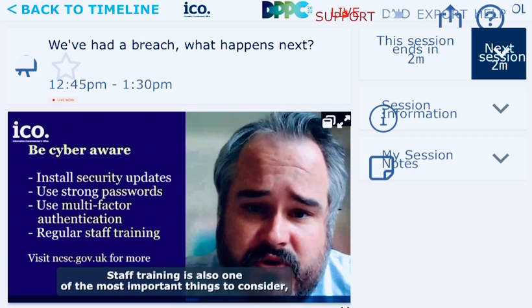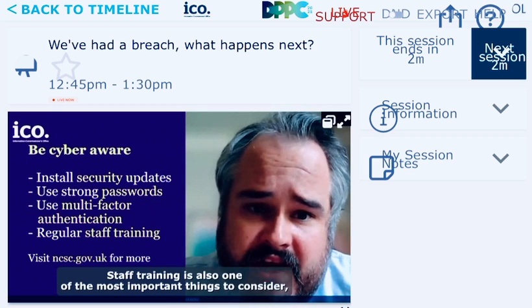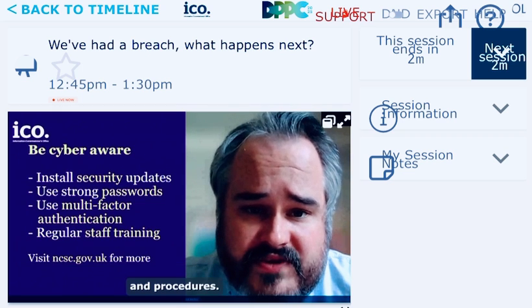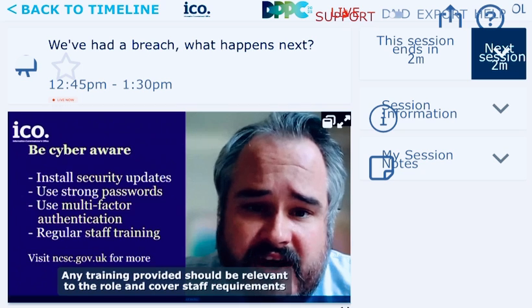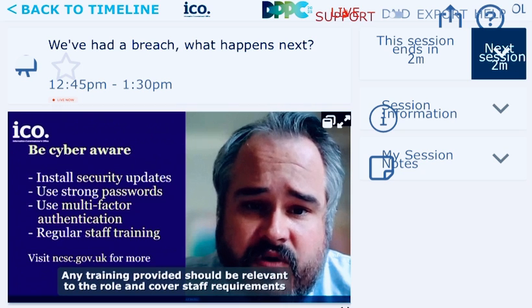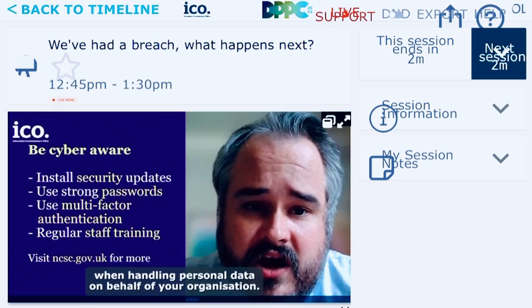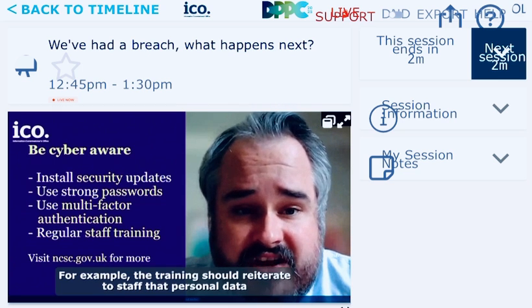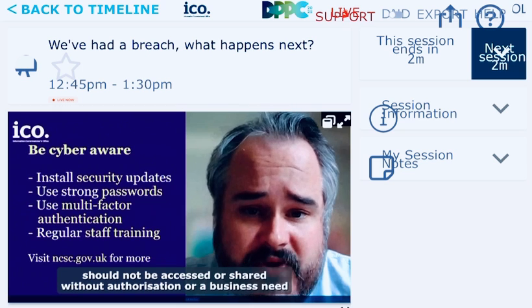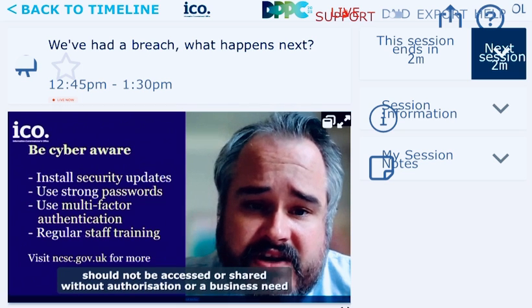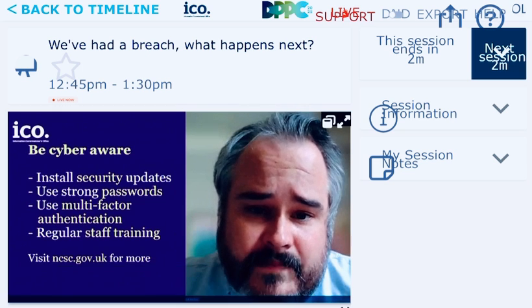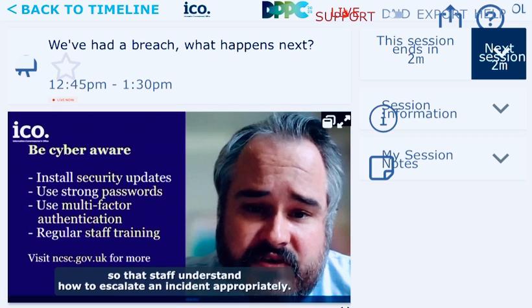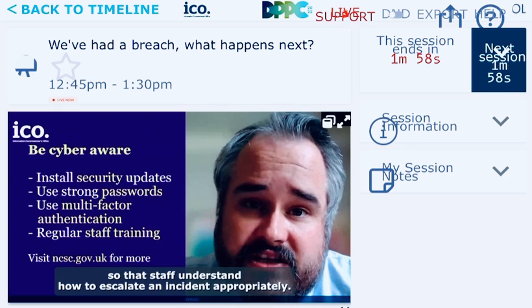Staff training is also one of the most important things to consider, and this includes data protection training and training on your processes and procedures. Any training provided should be relevant to the role and cover staff requirements when handling personal data on behalf of your organisation. For example, the training should reiterate to staff that personal data should not be accessed or shared without authorisation or a business need. It should also set out your processes for breach reporting so that staff understand how to escalate an incident appropriately.